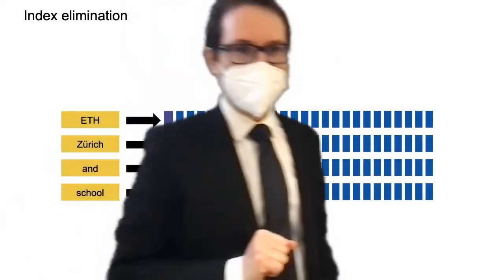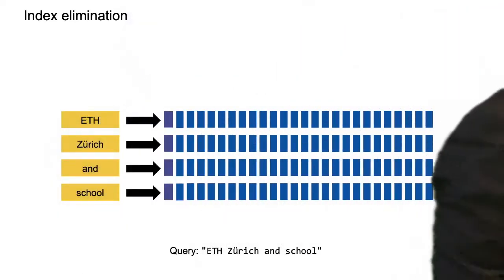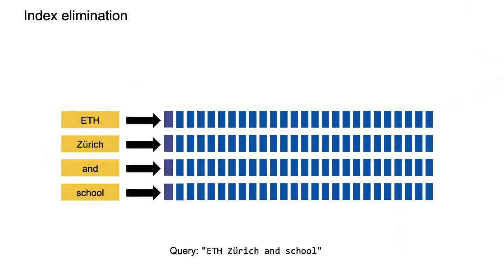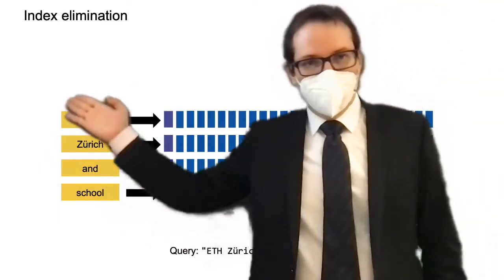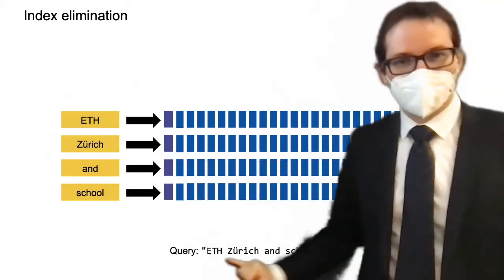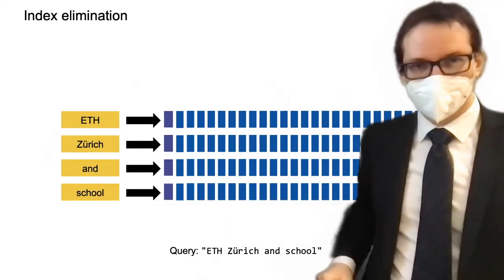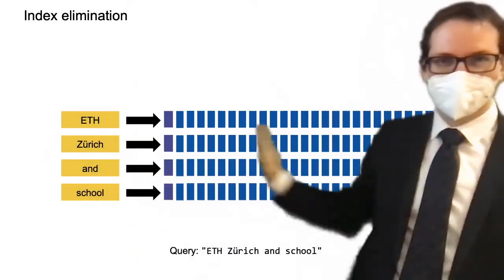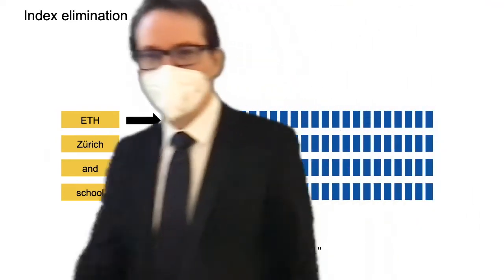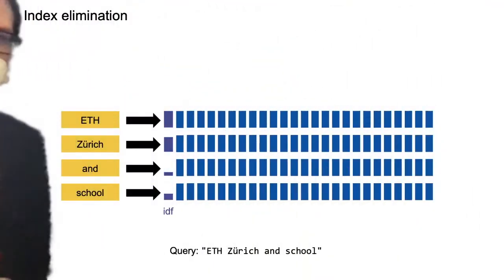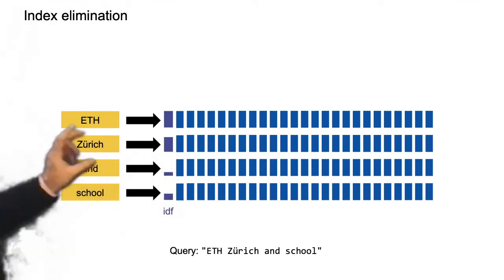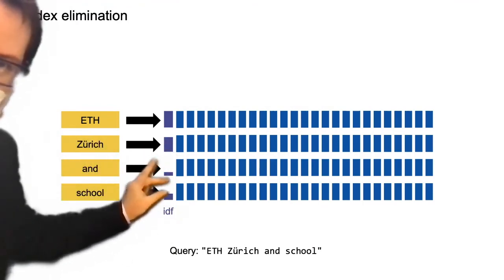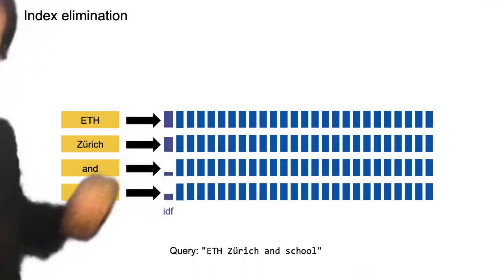All right. So let's try to do a few more tricks in order to eliminate these documents and simplify the whole thing. So I have this query. I just picked the 4 terms that I have in there: ETH, Zurich, and, and school, and these are my posting lists that I have in there, right? So now I will use a bit of visuals here. Instead of putting numbers, I just vary the height of the rectangles there, right?